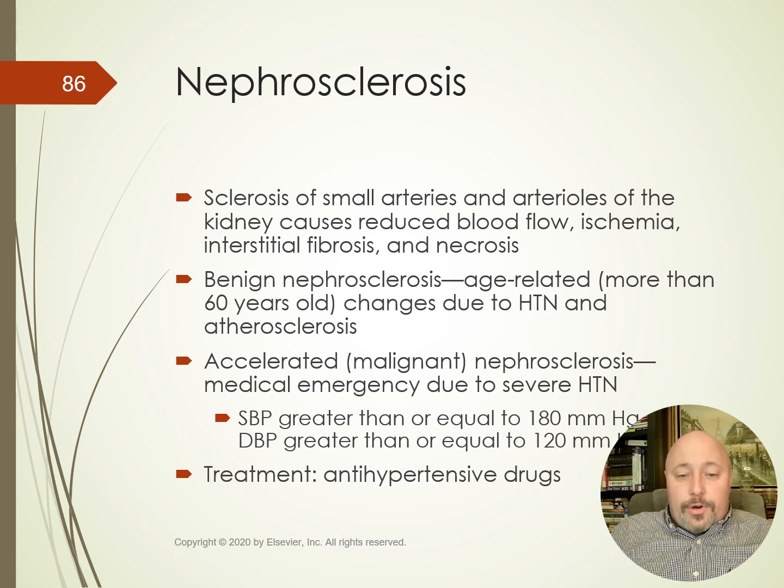Nephrosclerosis. This is a sclerosis of small arteries and arterioles of the kidney that causes reduced blood flow, ischemia, interstitial fibrosis, and necrosis. In benign nephrosclerosis, this is age-related with more than 60 years old. The changes are usually due to hypertension and atherosclerosis. In accelerated or malignant nephrosclerosis, this is a medical emergency due to severe hypertension.